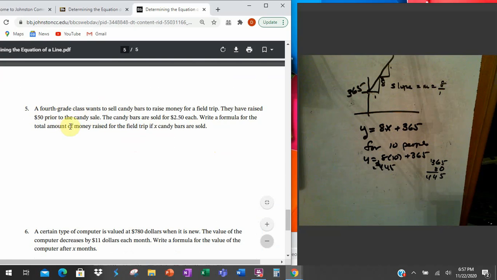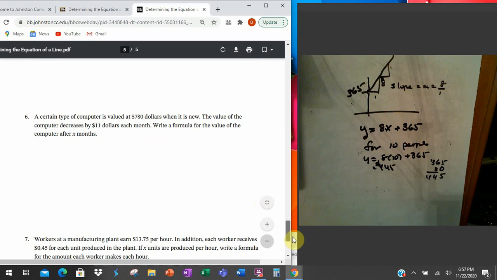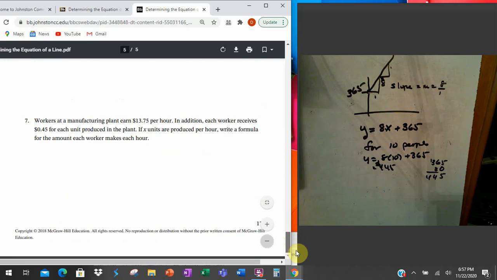Looks like they have raised $50 prior to the candy sale, and they're going to sell candy bars for $2.50, and then write a formula for the total amount of money raised for the field trip if x candy bars are sold. So y is equal to 2.50 times x, the number of candy bars, plus the 50 that you've already raised. Okay, and you're going to do these for the next couple of ones.